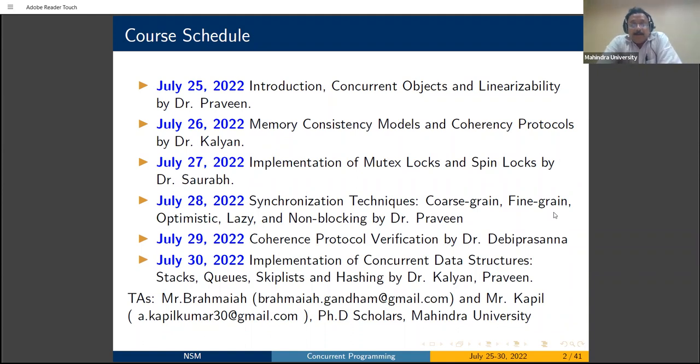Each day we are going to give one or two problem statements. If you would like to solve those problems, you're most welcome. If you have any doubts while solving those problems, you can communicate with any one of the faculty members or TAs. Here I provided the mail IDs of the TAs, Mr. Brahmaya and Kapil. Both are doing a PhD at Mahindra University.